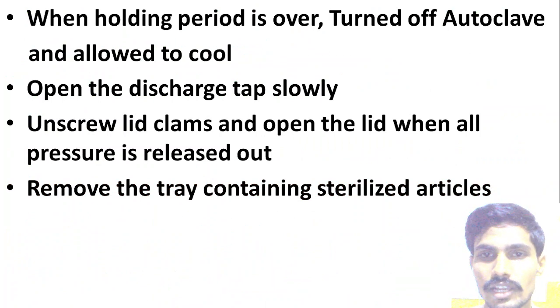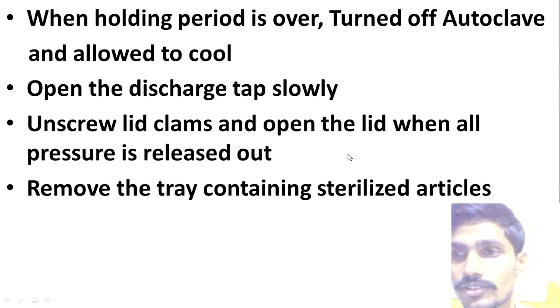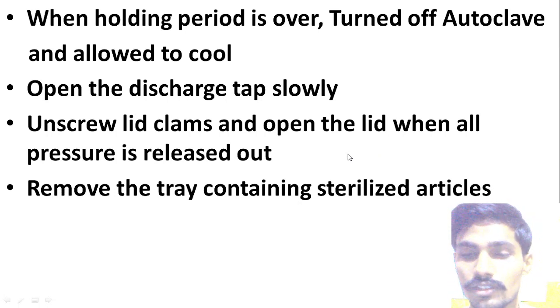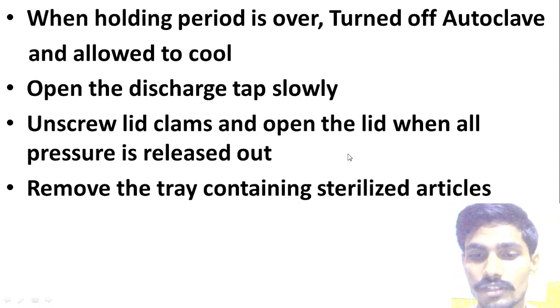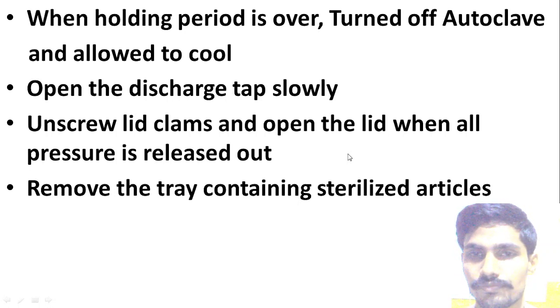Unscrew the lid clamps and open the lid. After unscrewing the lid clamps, we have to open the lid when the pressure has been released. After releasing the pressure, only then we have to remove the lid. Otherwise you can't remove the lid because there is pressure. The pressure gauge indicates when the pressure inside has reached atmospheric pressure. Then only we have to open the lid, like the pressure cooker in your home.